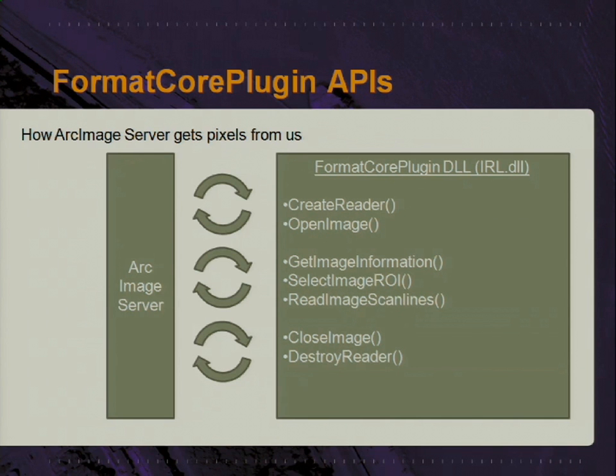First, it's going to create that IRL reader that knows how to read IRL files. When it calls open image, it allows us to go out across the internet, make sure the file's there, and initialize stuff. Getting information, again, tells us that this is, in fact, a reduced resolution subset. And then it gives us a chance to do some optimization here. It tells us the area of that layer that we're going to be interested in. So select the region of interest.